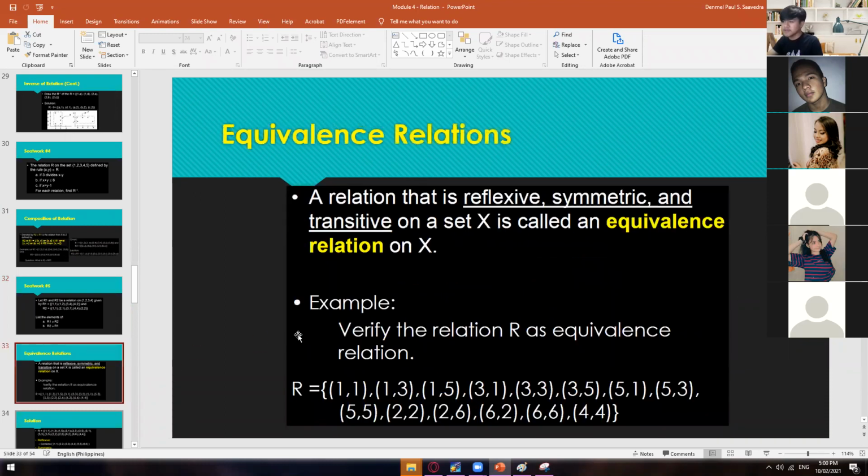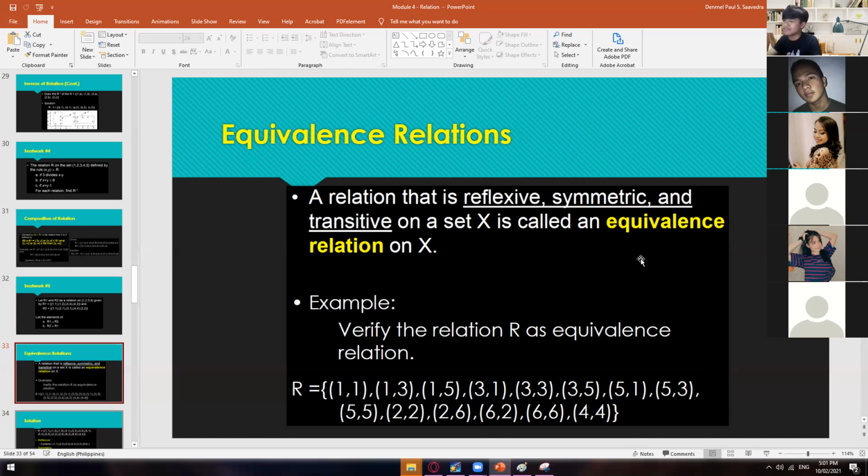Yes, sir. Now we have here the equivalence relation. Before, we had the partial order, but in here we have the equivalence relation. Sorry, it's not equivalence order, it's equivalence relation. So it's ER, not EO. We have the PO for the partial order, and then we have the ER for the equivalence relation.